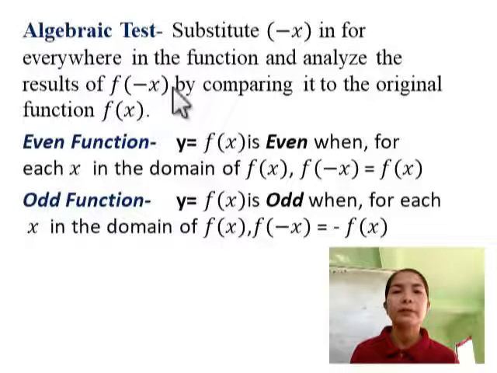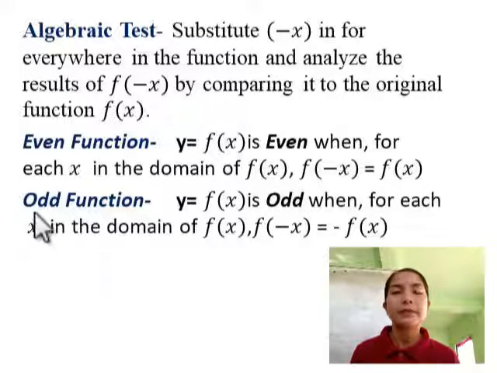So how about determining algebraically? For the algebraic test, we are going to substitute negative x for x everywhere in the function and analyze the results of f of negative x by comparing it to the original function f of x. An even function, y equals f of x, is even when for each x in the domain of f, f of negative x is equal to f of x. So that is the condition here.